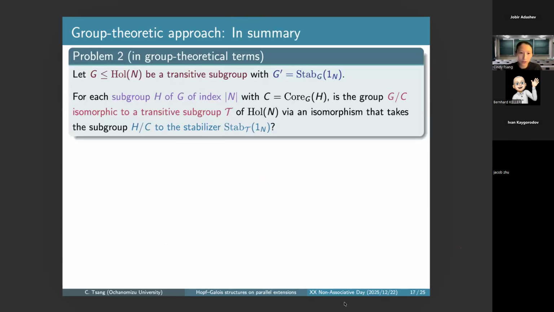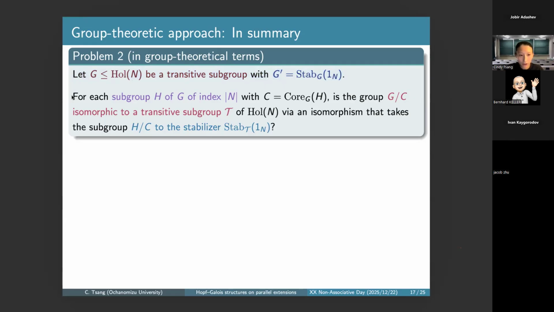So in summary, the question we want to study, in group theoretical terms, is this: we fix the type N in advance. And let's say we start with some transitive subgroup G of the holomorph, and let's say G prime is the stabilizer. This we can do when we assume that the extension we're looking at, L over K, admits a Hopf Galois structure of type N.